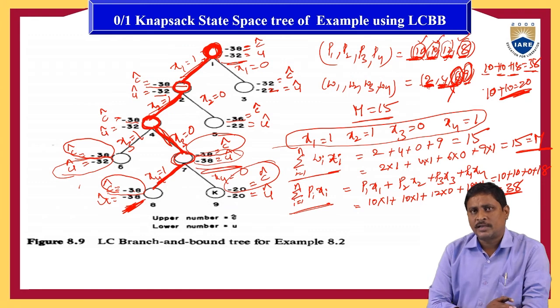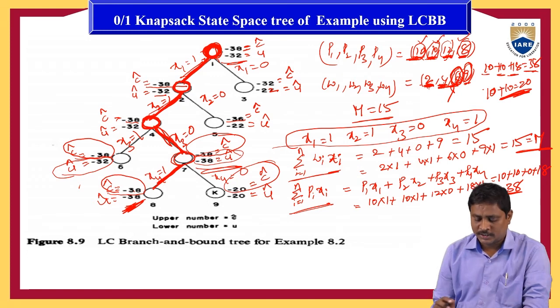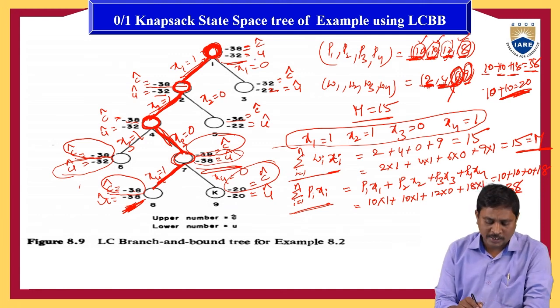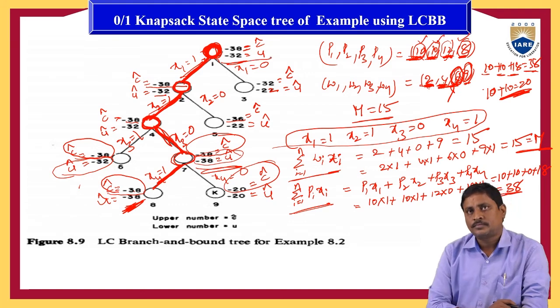Whenever we calculate the upper bound, we completely insert the weight values into the bag. That's why here we completely insert these values 2, 4, 6. 2 plus 4 is 6, 6 plus 6 is 12, and 12 is less than 15. Suppose we add 9, it is more than 15. So the corresponding profit value is 10 plus 10 plus 12, 32. Minus 32 is the upper bound.